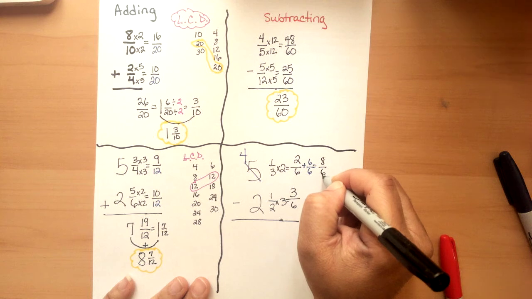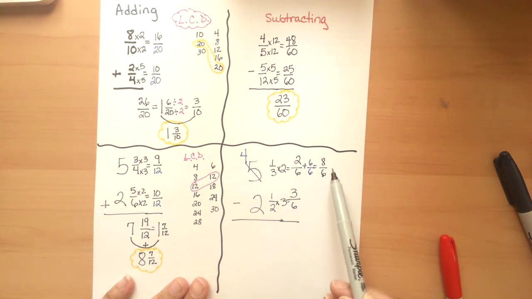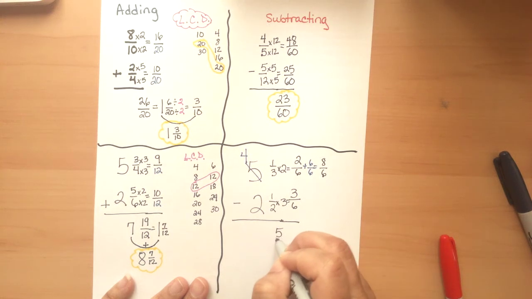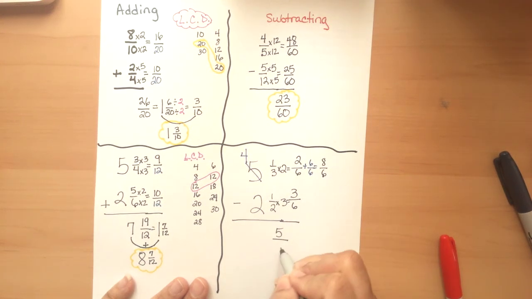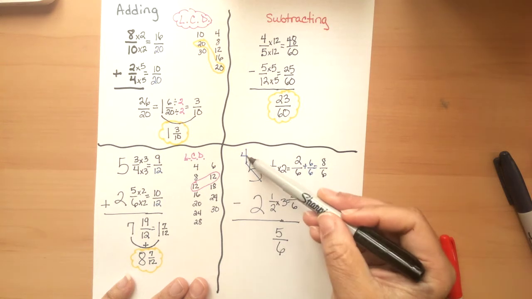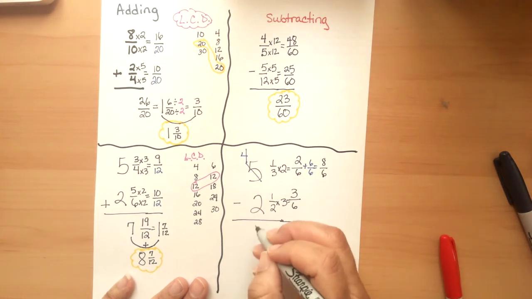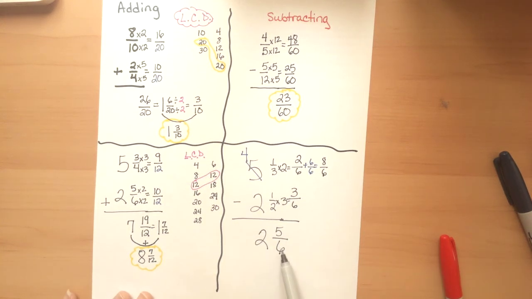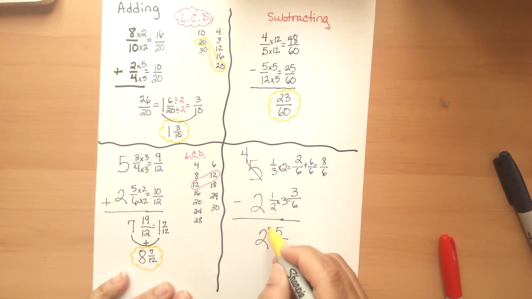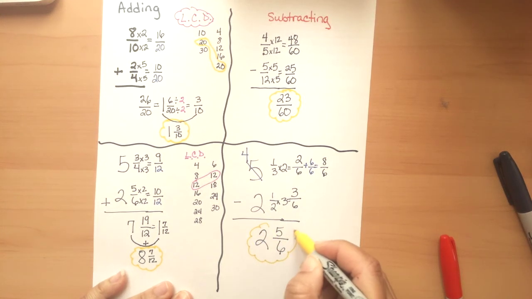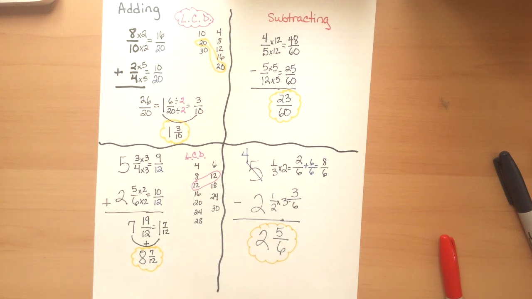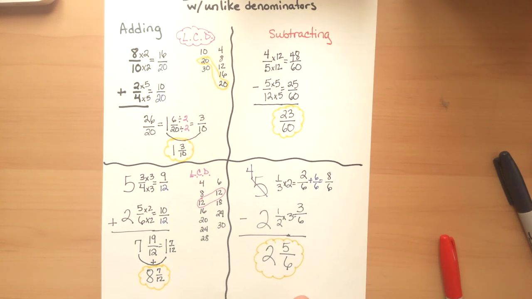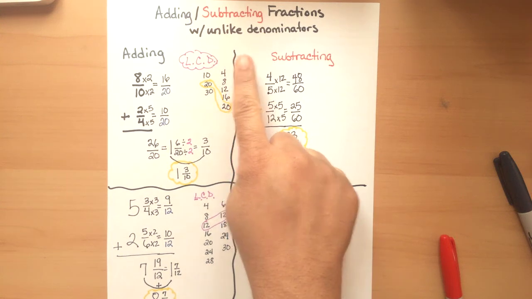So now I have 8 sixths. Now I have enough to take 3 from 8. So 8 minus 3 is 5. My denominator is 6. 4 minus 2 is 2. This is a simplified fraction, and I can't go any further, so this is my final answer. So you are adding and subtracting fractions with unlike denominators.